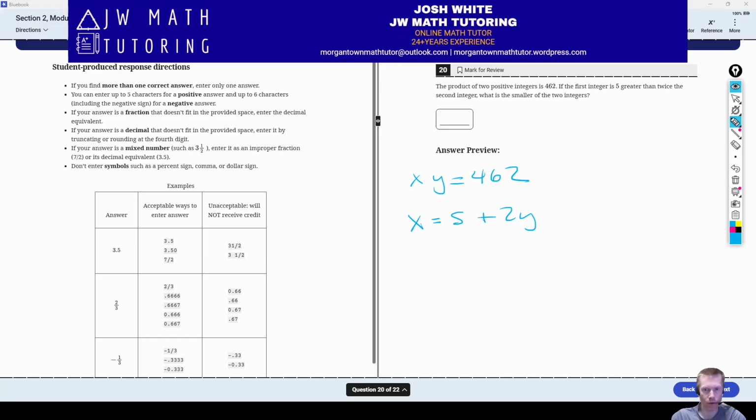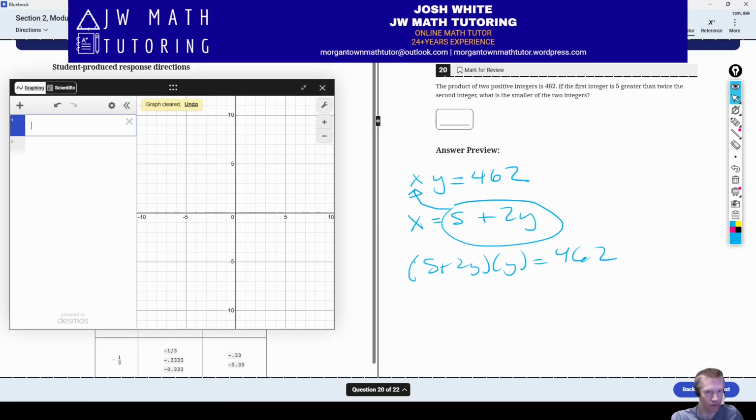Okay, so now what you can do is basically take this and plug it into here and solve it all out. However, actually, yes, let's do that method. I'll come back and talk about another way you could do this problem entirely in Desmos in a little bit. Okay, so if we do that, notice really you get 5 plus 2y times y equals 462. So now let's go to Desmos. I'm just going to solve this in Desmos. There's no reason to bother solving this by hand because I can just graph this. It's a quadratic, and I can just look for the x-intercepts.